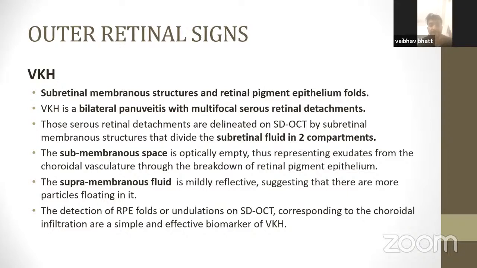The submembranous space is optically empty, thus representing exudates from the choroidal vasculature through the breakdown of the RPE. The supramembranous fluid is mildly reflective, suggesting that there are more particles floating in it. The detection of RPE folds or undulations on SD-OCT, corresponding to the choroidal infiltration, is a simple and effective biomarker of VKH.